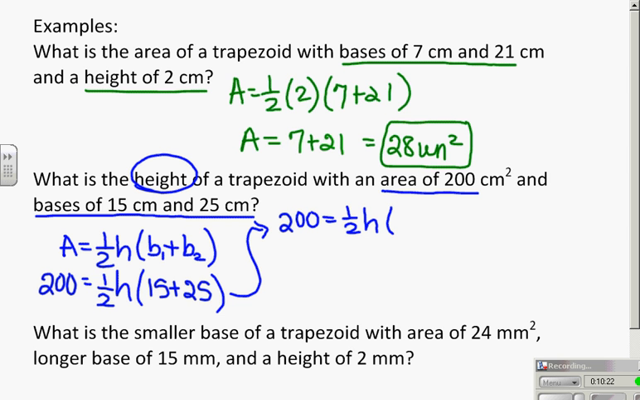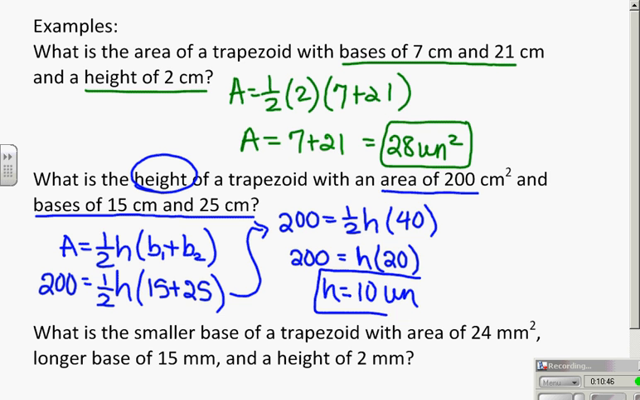So I have 200 is equal to 1/2 h times 15 plus 25 is 40. If I have three numbers being multiplied, I can do it in any order I want. And so I have 200 is equal to h times 20, half of 40. Divide both sides by 20, and h is 10 units.